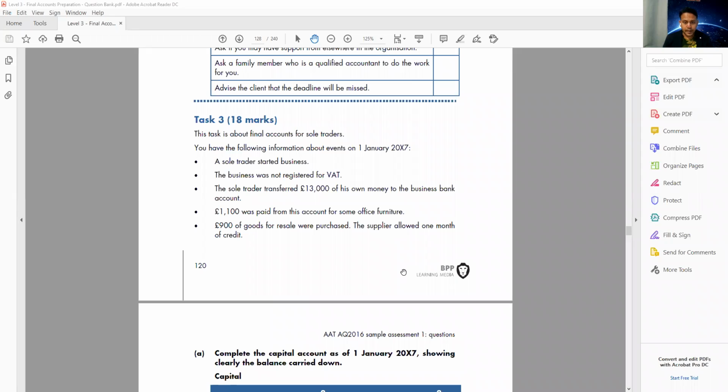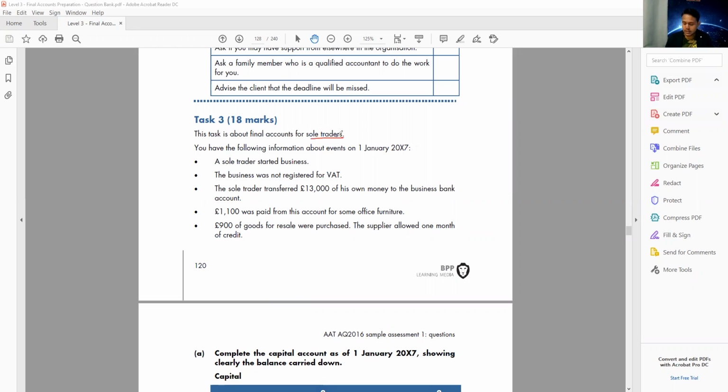Welcome back. Let's start with question number 3. In question number 3, you can see we have an 18 marks question here. Let's read this question. This question is saying this task is about final account preparation for a sole trader. Okay. So you have the following information about events on 1st January 2007.